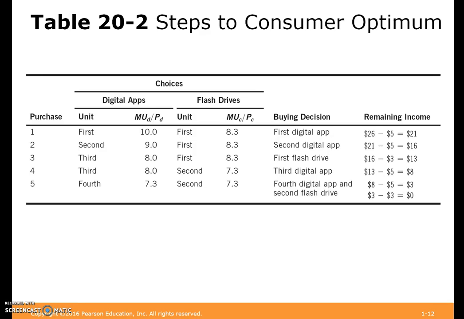So we had $26 of total income, is what we were told on the previous slide. So the first thing they're going to do is buy a digital app, right? And that costs $5, and you can see sort of on the right-hand side. And then the next marginal utility per dollar is 9 compared with 8.3. So they'll buy another digital app. And then it's 8 compared to 8.3. So they'll buy their first flash drive. So you kind of keep following that logic until you run out of money, you run out of income.